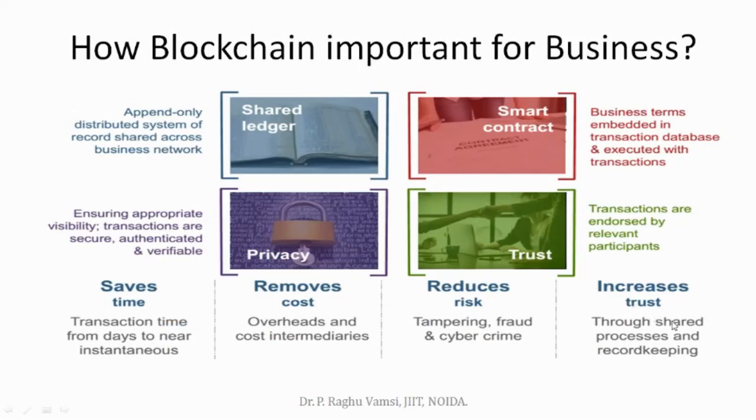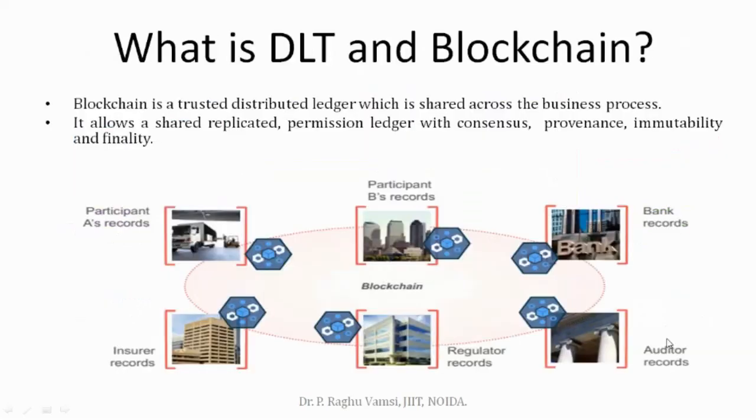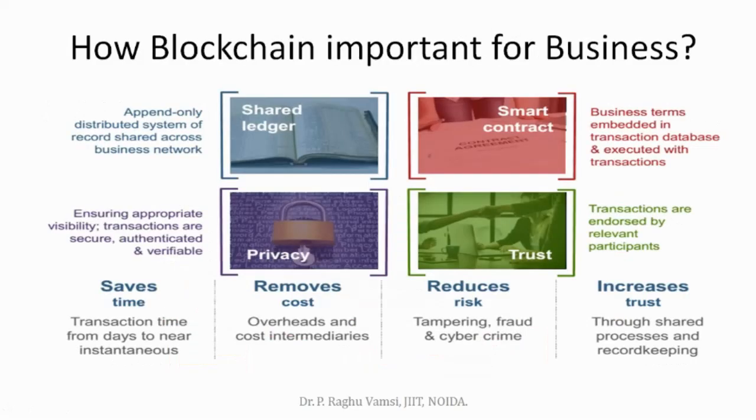Next one is increasing of the trust through shared processes and record keeping. The trust can be increased because whatever the records were kept, everyone will be having a shared copy. Because here, look, distributed ledger technology allows the shared replicated permissioned ledger. That means the same copy will be available with everyone. So there is no chance of making discrepancies or manipulations in the transactions.